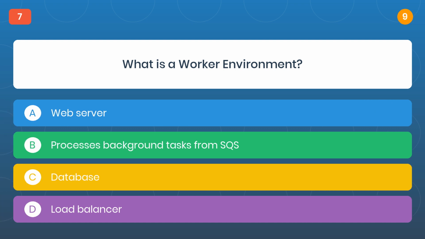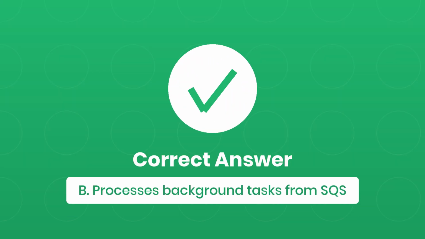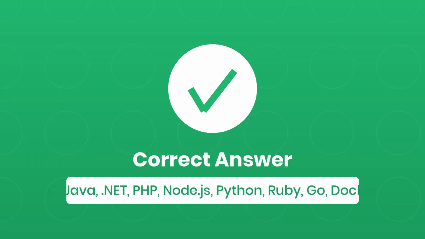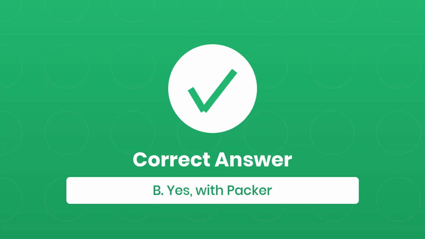Question 7. What is a worker environment? The correct answer is B, processes background tasks from SQS. Question 8. What platforms does Beanstalk support? The correct answer is C, Java, .NET, PHP, Node.js, Python, Ruby. Question 9. Can you use Go, custom platforms, Docker? The correct answer is B, yes, with Packer.